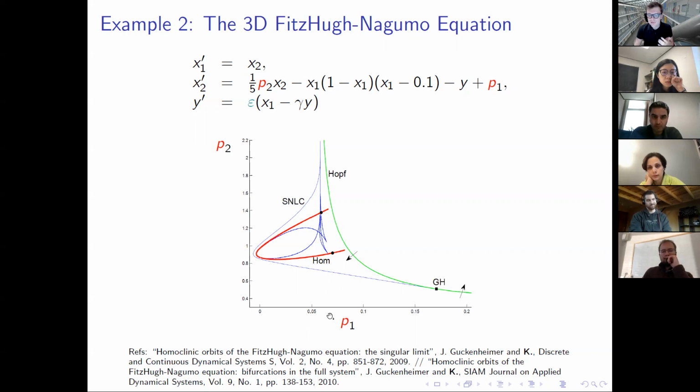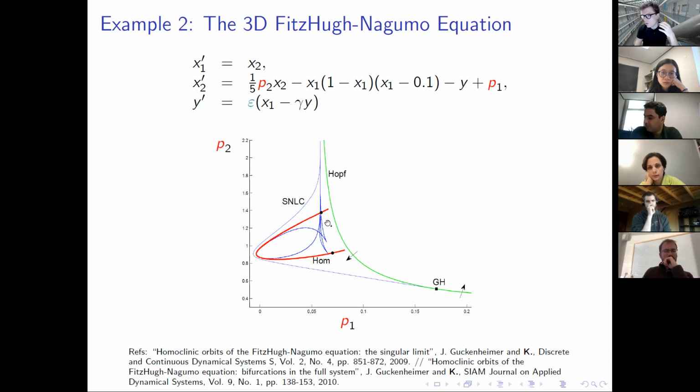You can also compute bifurcation diagrams with two parameters. So for example, here you see in green a curve of Hopf bifurcations. Before we had a Hopf point. If we make one more parameter free, we get a curve of Hopf bifurcations. You can detect a codimension 2 bifurcation, a generalized Hopf or Bautin bifurcation, where you have an emergence of a saddle node of limit cycles.